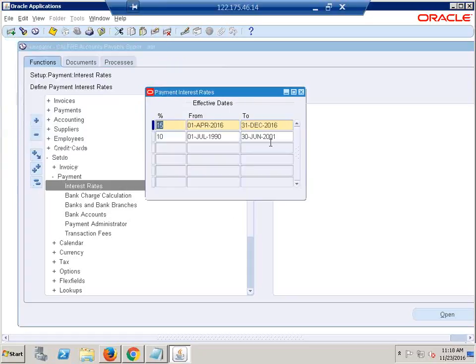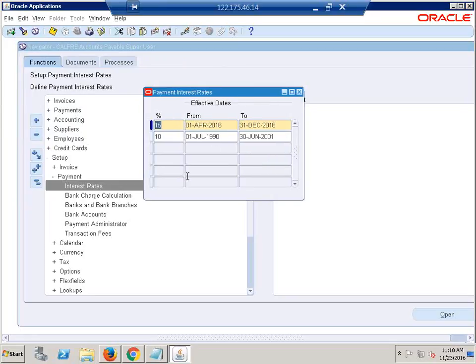See here, default rates are already there. Even in a fresh environment there will be some default information. Whatever interest rate should be applicable, you can give that rate. I'm going to give 14%, and that 14% should fall within the current period. We have to make sure the dates fall between the from and to dates.